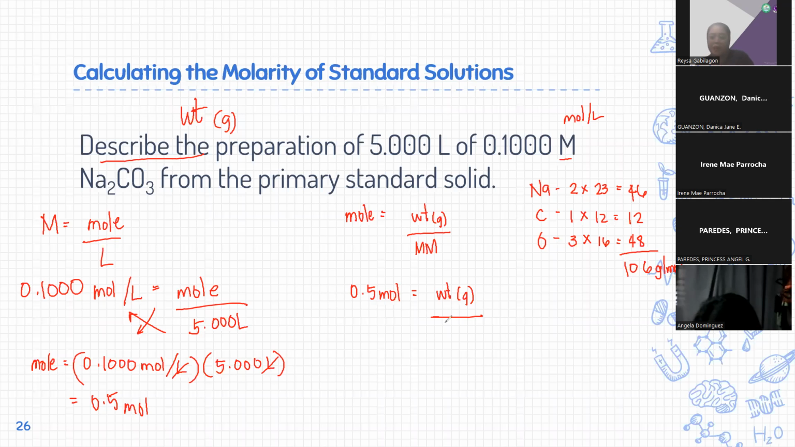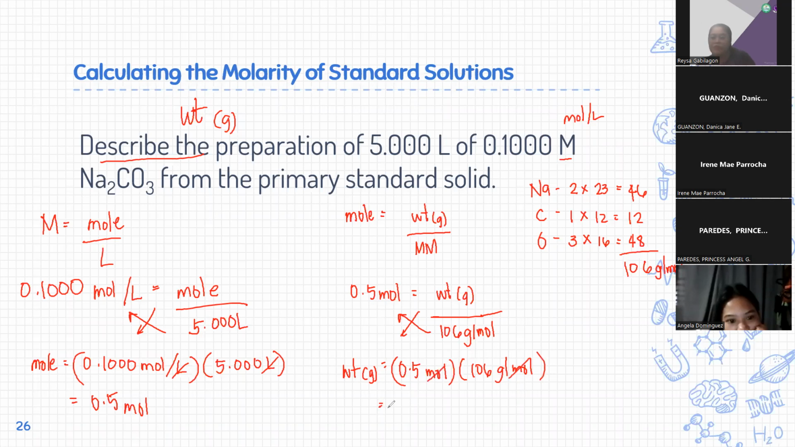So yan yung gagamitin natin dito for the molar mass. Then, just like what we did a while ago, let's do cross multiplication. Baba natin si weight in grams. This will become 0.5 mole times the 106 grams per mole. Cancel the moles plus what is left is the grams. So 0.5, calculate.